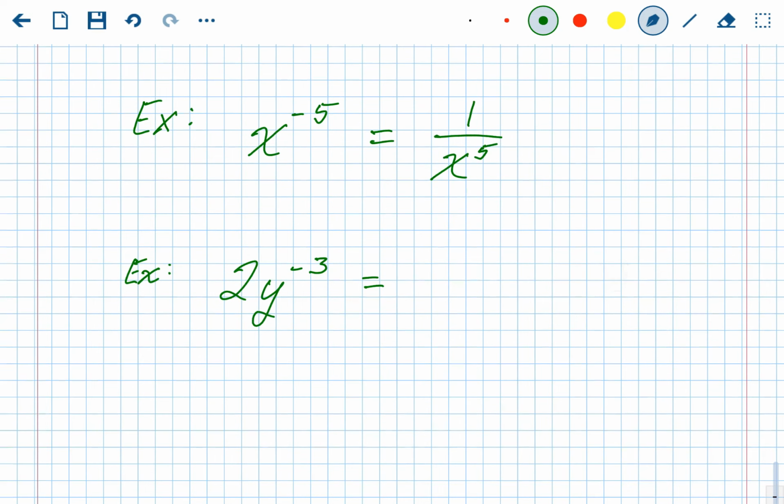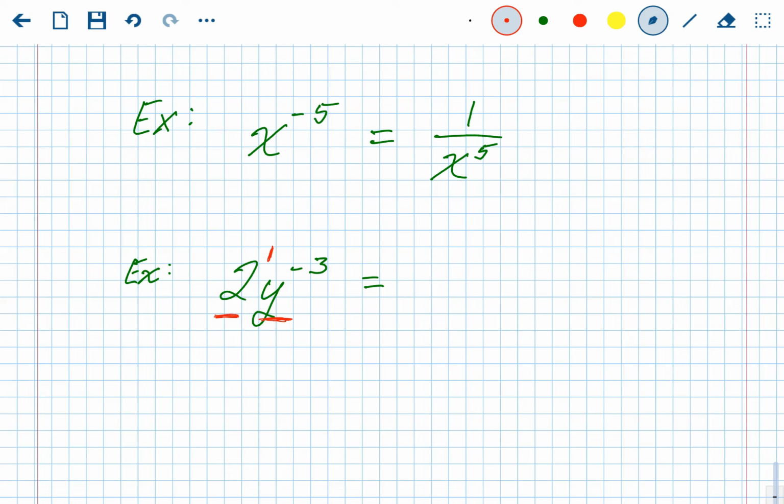Now remember, 2 is a base, and y is a base. We have to treat each base separately. 2 is a base and 2 has a positive exponent. It's 2 to the 1st power. So what do we do with that 2?